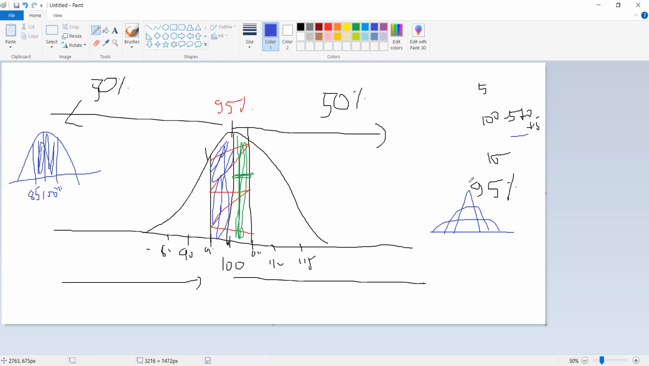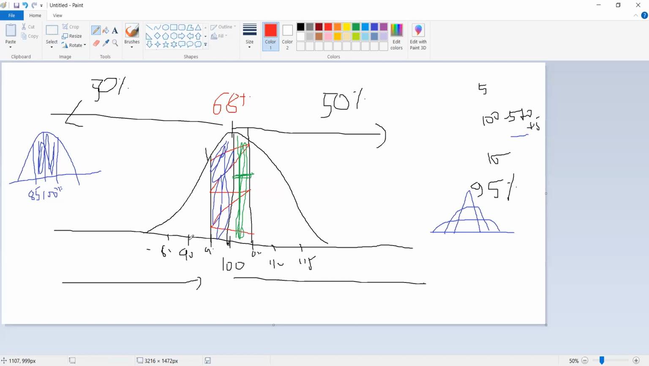Sorry, I'm sorry, guys. It is not 95. I'm really sorry. It is 68%. 1 sigma is 68%. So if it is 68% total, then how much is the green area? 34. Correct. The blue area is also 34 only.